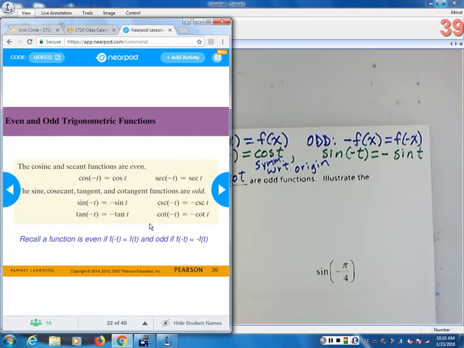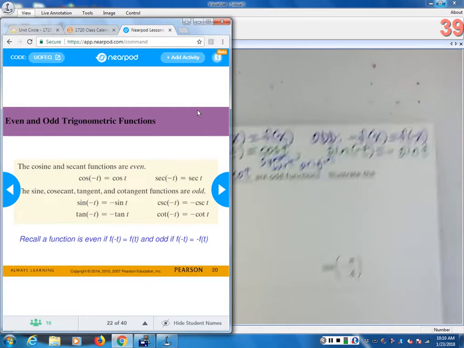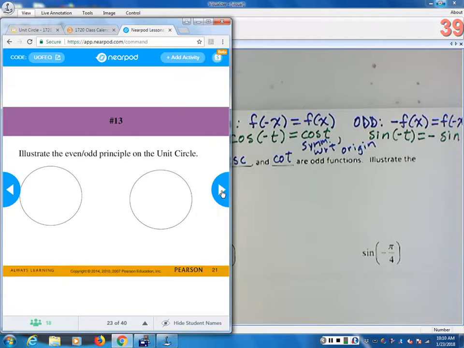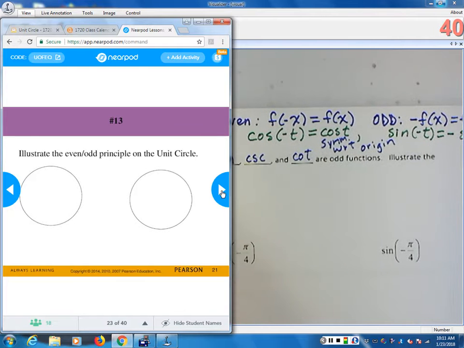So here are all the properties, because of what you learned in Math 1710 about even and odd functions. If we have a negative angle, we want to rewrite it as a positive angle. It's okay that it has a negative sign in front of it. These are how we do that with even and odd properties. Illustrating the even and odd principle on the unit circle, that's page 541.